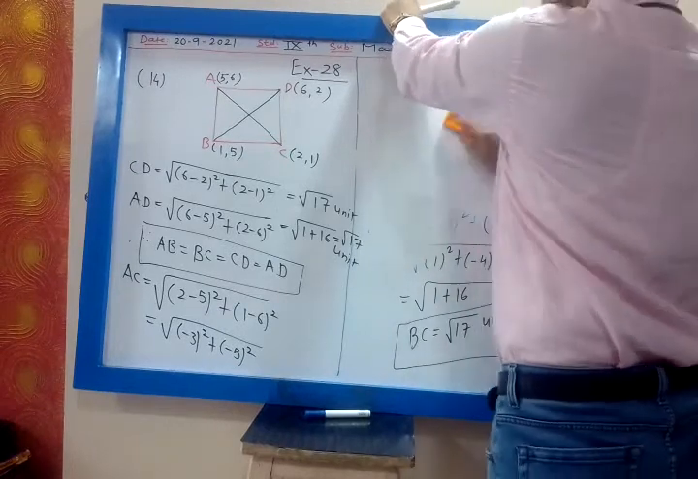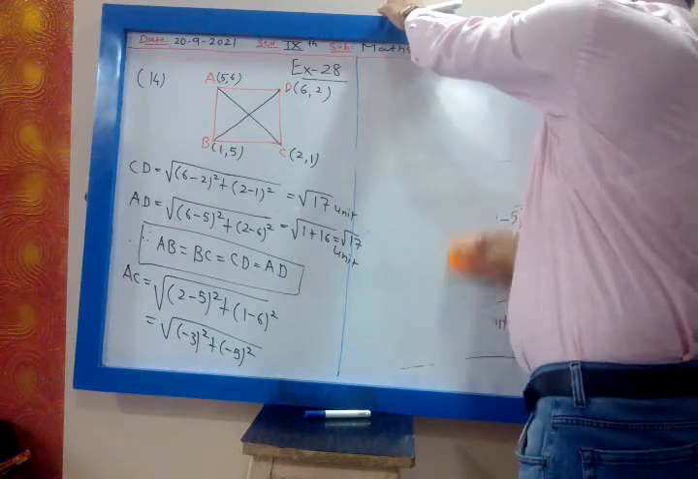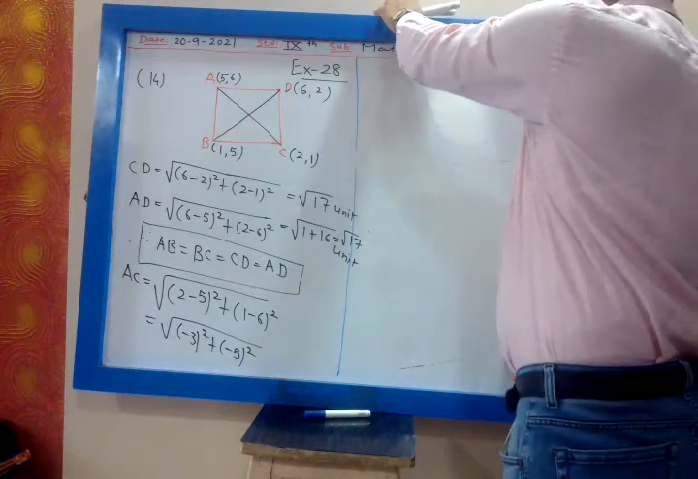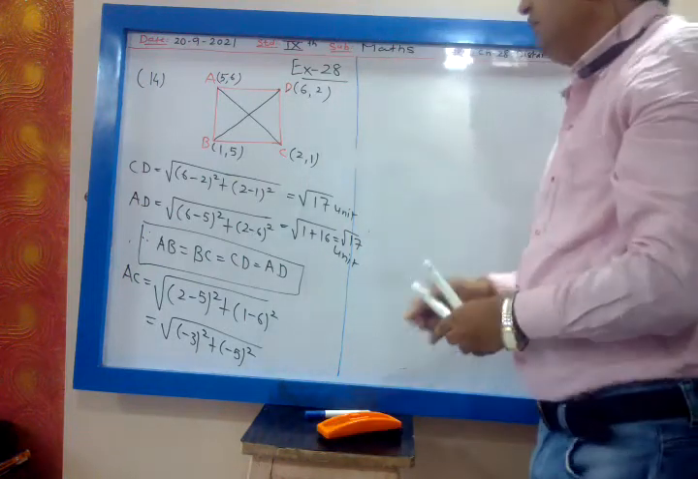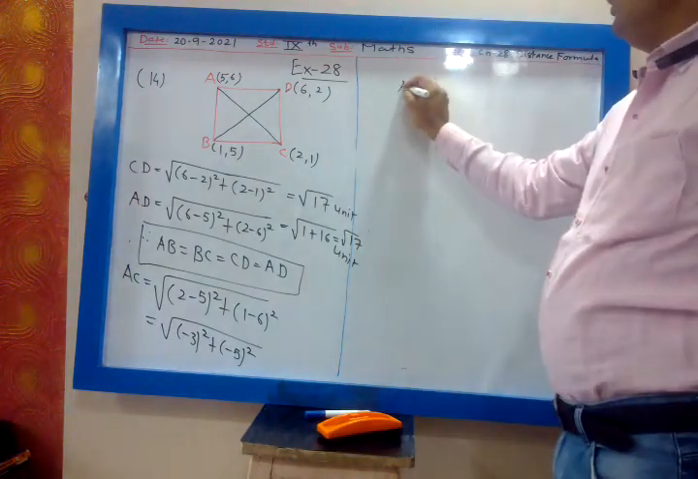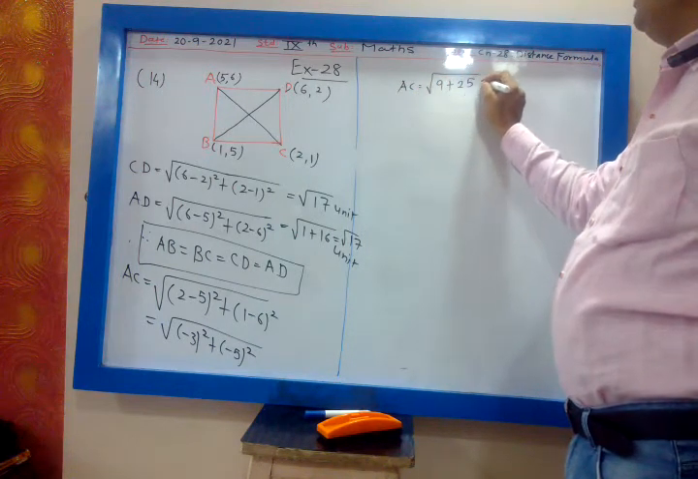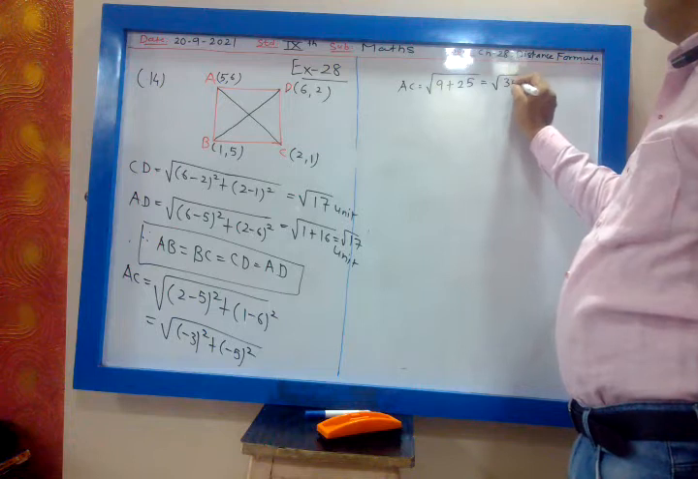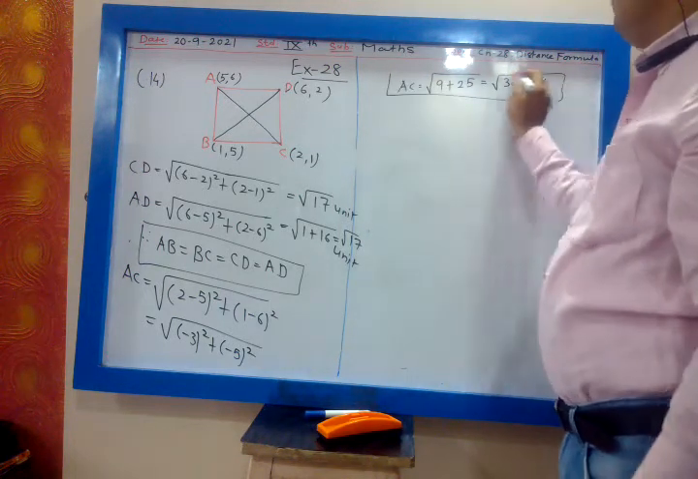Minus a square is same as a square. So that will be root 9 plus 25. That is root 34. So AC will be root 9 plus 25, that is root 34 unit. So AC is root 34 unit.